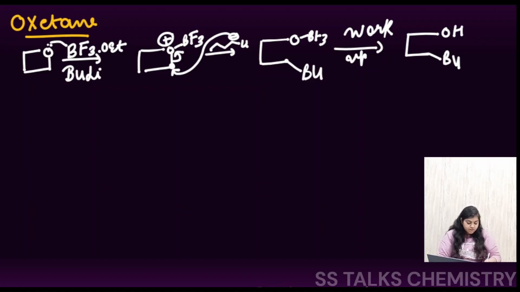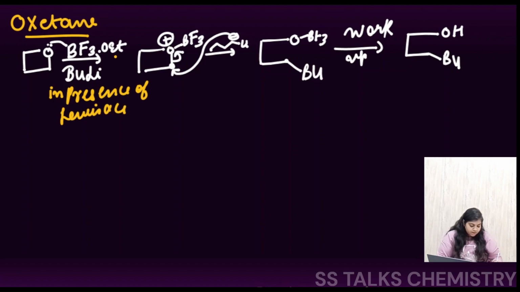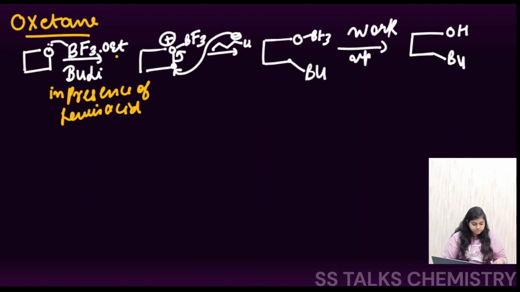So this was the case when you were given the Lewis acid. So this was in the presence of Lewis acid, how the reaction of the oxetane ring is going to occur. This was the final product for the reaction of your oxetane, the four-membered ring, where Lewis acid is required because of the strain present in the ring, and after the workup you are going to get this final product.